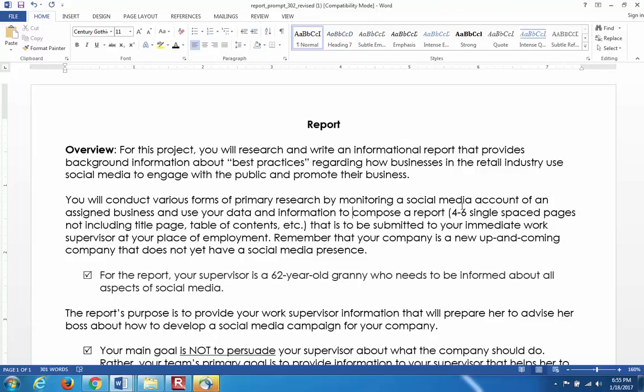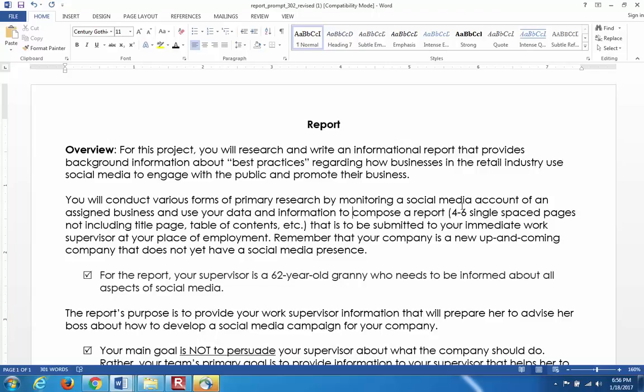So basically what you're going to do is conduct some primary research, and primary research means research that you do yourself, and you are going to use your data and information to compose a report which will be 4 to 6 single-space pages in length.